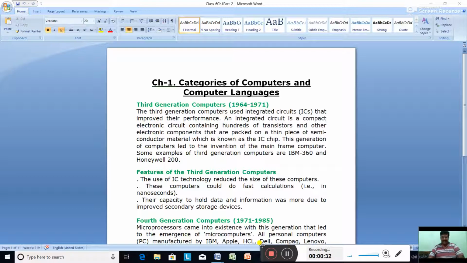Okay. The second category is based on type. Based on type, there are 3 types of computer: analog computer, digital computer, and hybrid computer. Then we will discuss about based on purpose. Based on purpose, there are 2 types of computer: general purpose computer and special purpose computer. Okay. The last one, based on size. Based on size also there are 4 types of computer: microcomputer, mini computer, mainframe computer, and supercomputer.